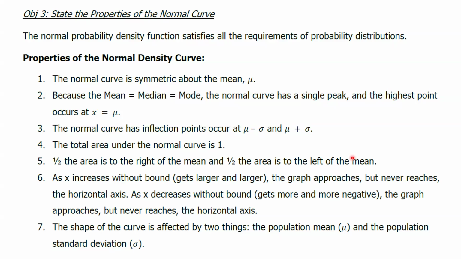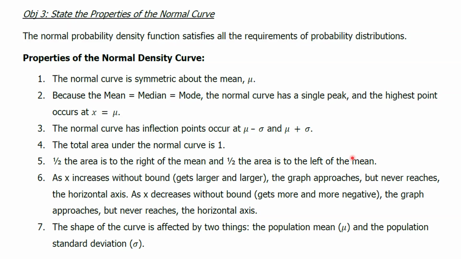So because the mean equals the median, which equals the mode, the normal curve has a single peak, and the highest point occurs when x equals the mean, mu. So the normal curve has inflection points which occur at mu minus sigma and mu plus sigma. So 1 standard deviation to the left and right of the mean.